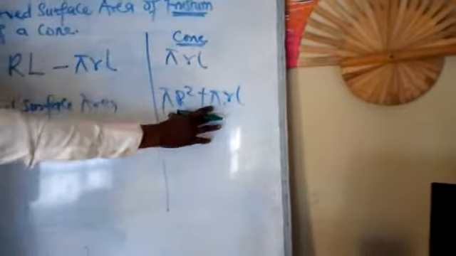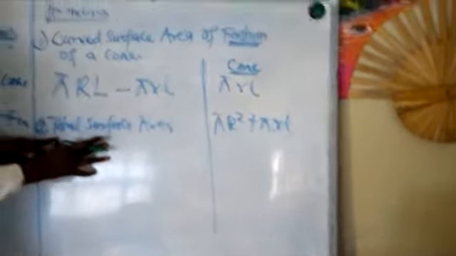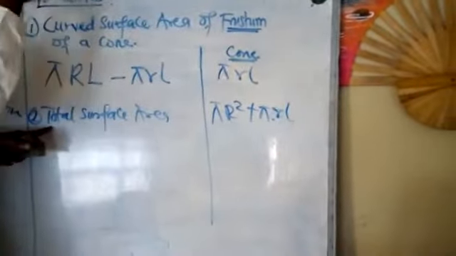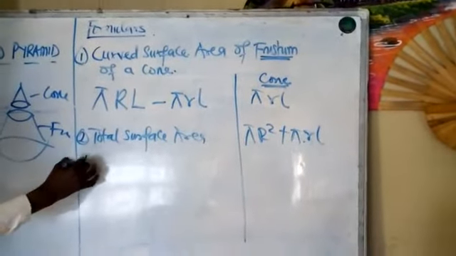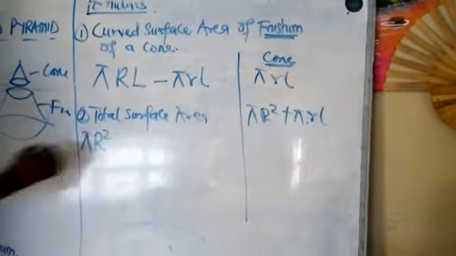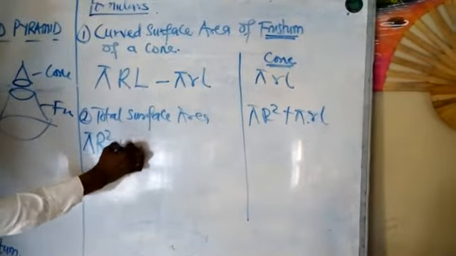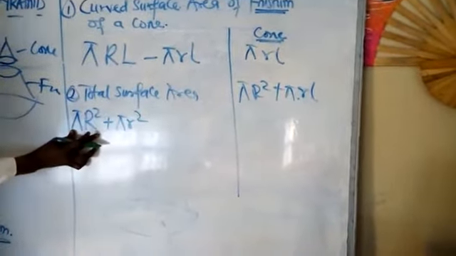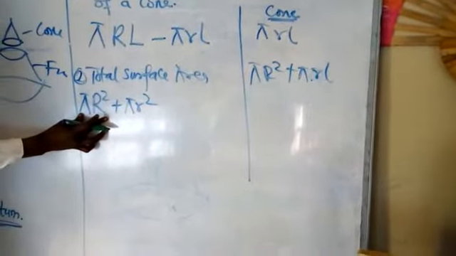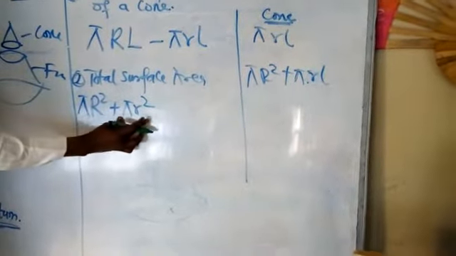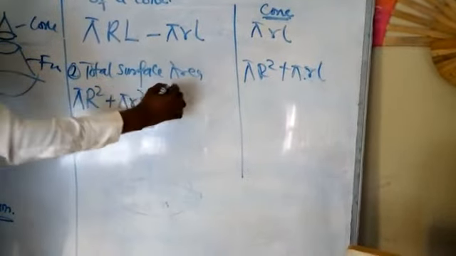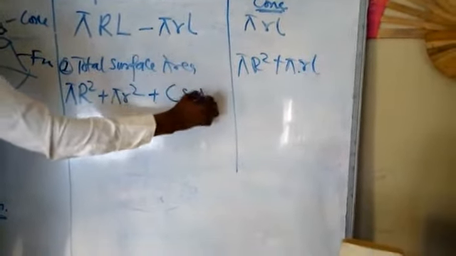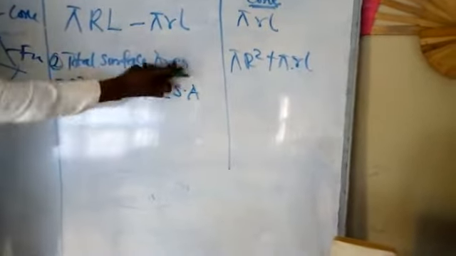But in this context now, we are dealing with the total surface area of the frustum of the cone. So the total surface area of the frustum of the cone will now be πR², the big one, plus πr², the smaller one, then plus the curved surface area. Are you getting it now?